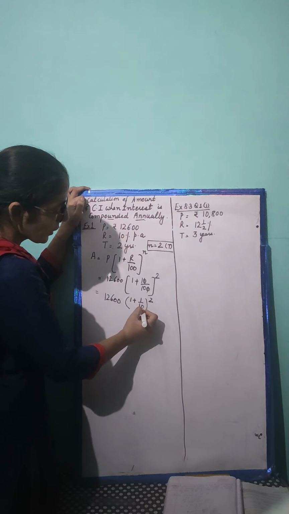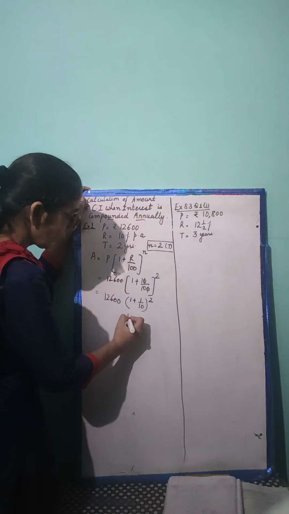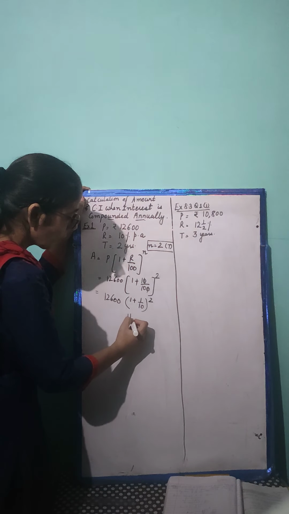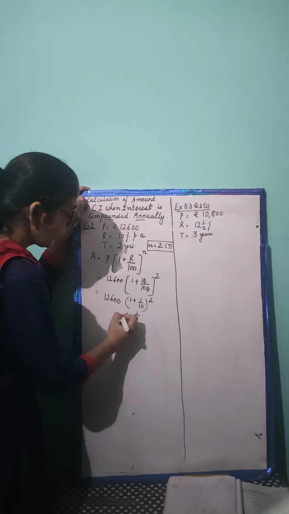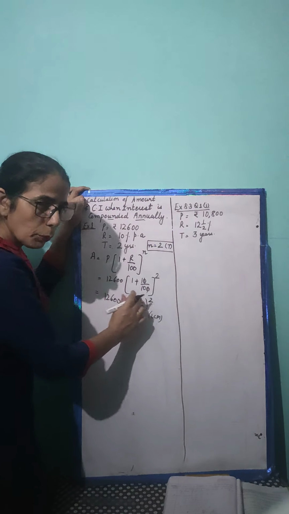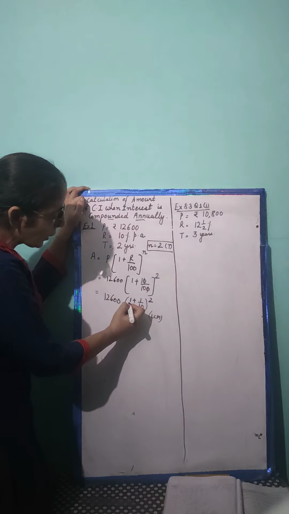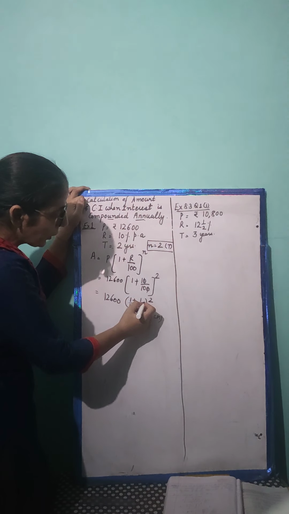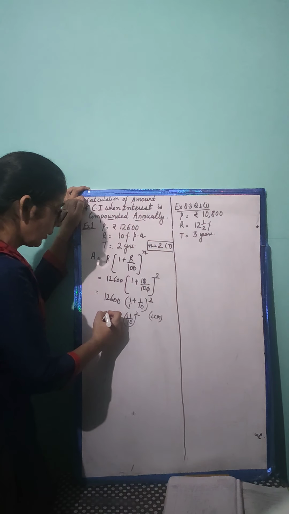Now take the LCM. 10 ones are 10, plus 1, 11 by 10. So this is (11 by 10) whole square. I have taken LCM, right? I hope you have understood. 10 ones are 10 plus 1, 11, 11 by 10.